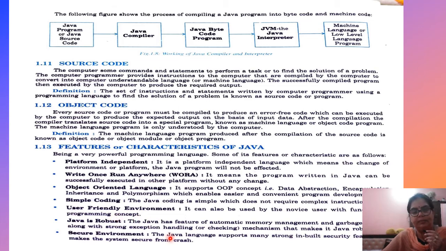A user friendly environment is there. Java is robust. What is robust? Java has the feature of automatic memory management and garbage collection along with strong exception handling. It can check your errors and report whatever error you have in the program, and it also works in a secure environment.